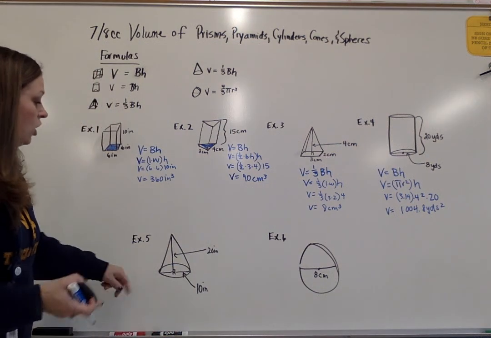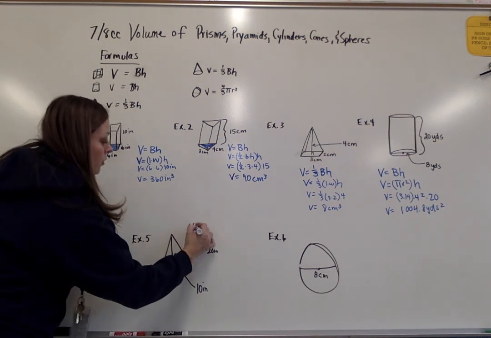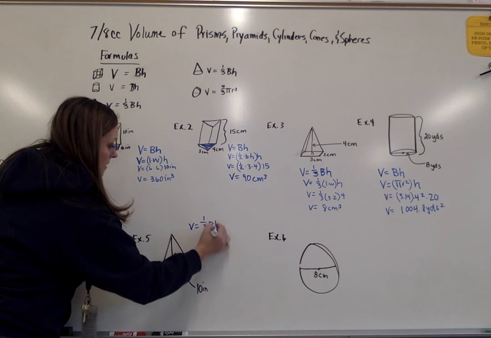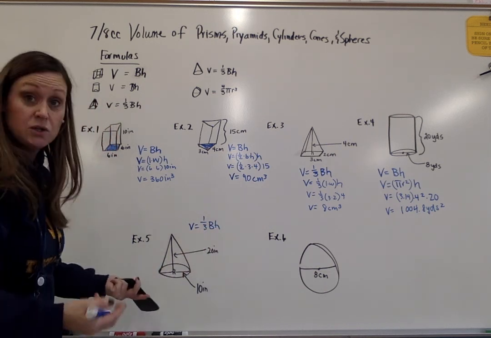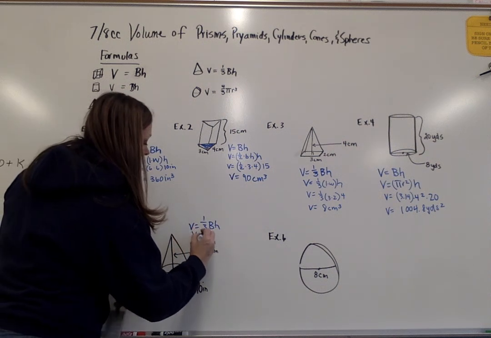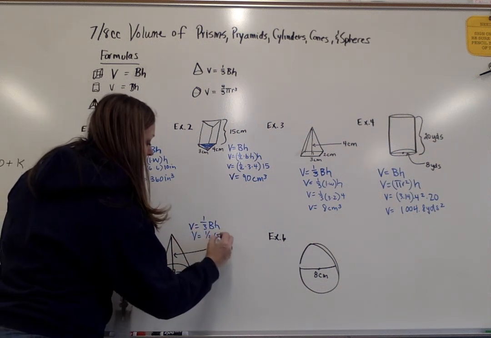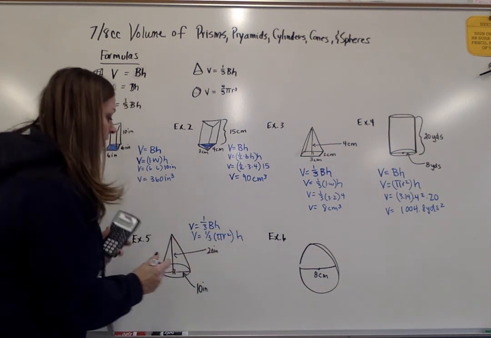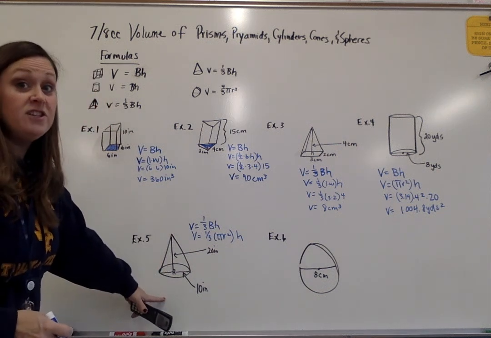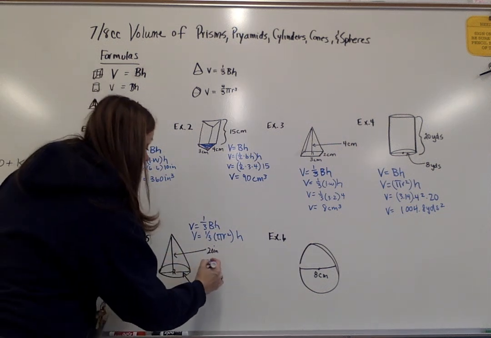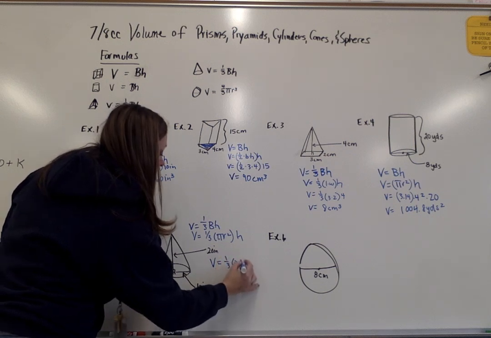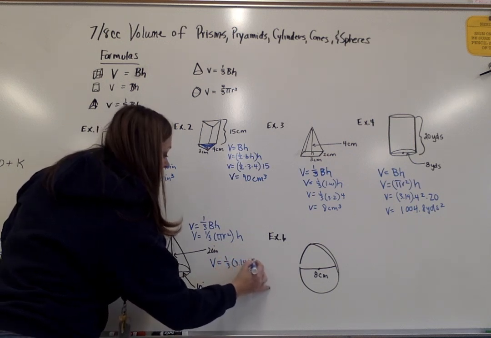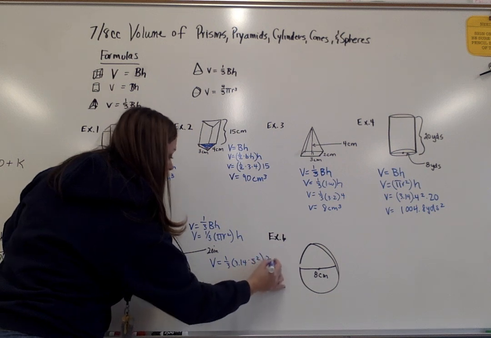All right, we have a cone. So my volume for a cone is 1/3 base times height. I identify what the base is, and in this case, it's a circle. So volume equals 1/3 pi r squared times the height. Now, they've given you the diameter. You have to make sure you know the radius. So I have 1/3 times 3.14 times 5 squared times 20.